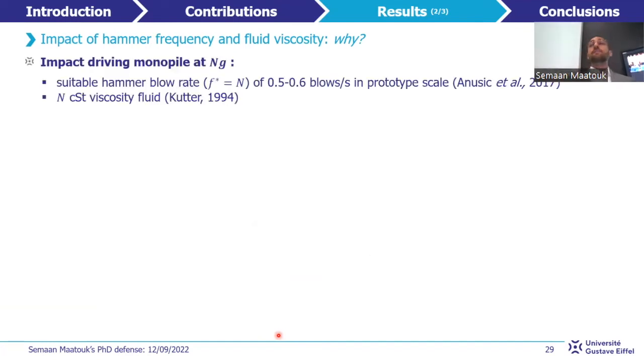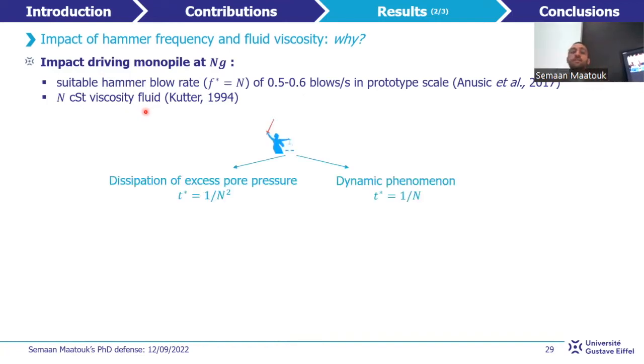In order to investigate the impact of driving the monopile in centrifuge at NG on the horizontal response, the model needs to be installed with a higher hammer rate of about N times the prototype one. That corresponds to about 0.5 to 0.6 blows per second in the prototype, and into soil that is saturated with an N CST viscosity fluid. The reason for this is to avoid the conflict between the scaling relating to the dissipation of the excess water pressure and those relating to dynamic phenomena occurring during the installation of the model. However, in the literature, this has not been achieved.